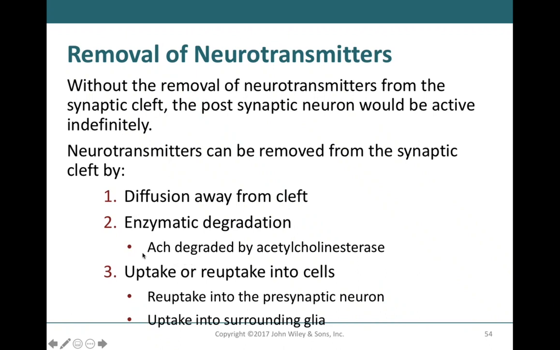And the third method by which we can remove neurotransmitters is by uptake or reuptake. Uptake refers to different glial cells taking up the neurotransmitters that have diffused away from the synaptic cleft. But we also have a method known as reuptake, which is where the presynaptic neuron takes up those neurotransmitters and eventually reuses them. So I'd like you to feel comfortable with why we need to have neurotransmitters removed from the synaptic cleft. Again, if we couldn't remove the neurotransmitters from our synaptic cleft, our postsynaptic cell would constantly be active at all times, and we wouldn't be able to turn off that signal going to the postsynaptic cell.